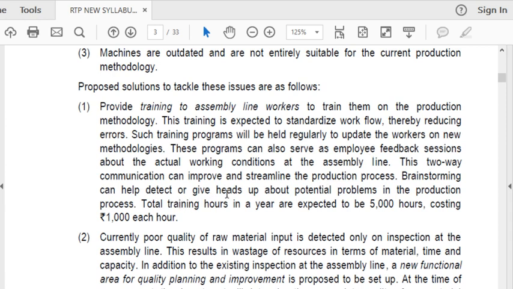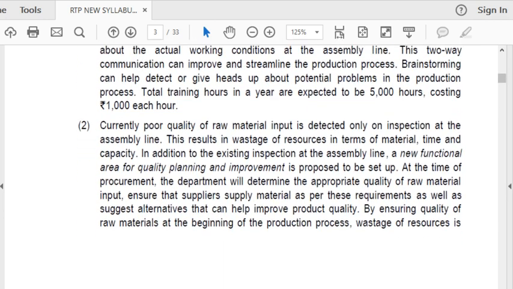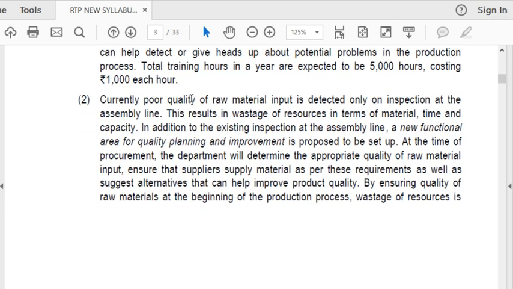Brainstorming can help detect or give a heads up about potential problems in the production process. Total training hours in a year are expected to be 5,000 hours, costing 1,000 rupees each hour. Then currently poor quality of raw material input is detected only on inspection at the assembly line. This results in wastage of resources in terms of material, time and capacity. In addition to the existing inspection at the assembly line, a new functional area for quality planning and improvement is proposed to be set up.